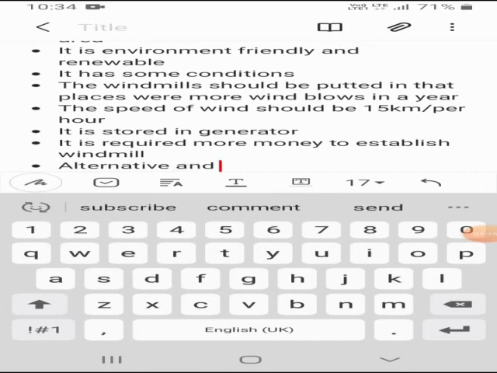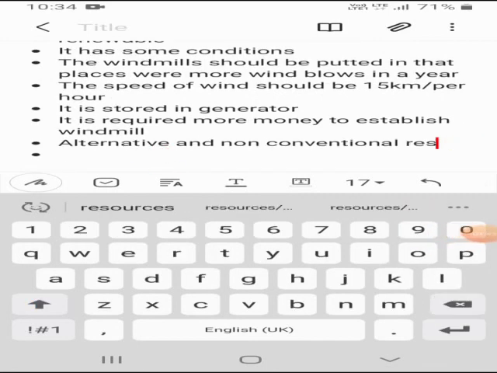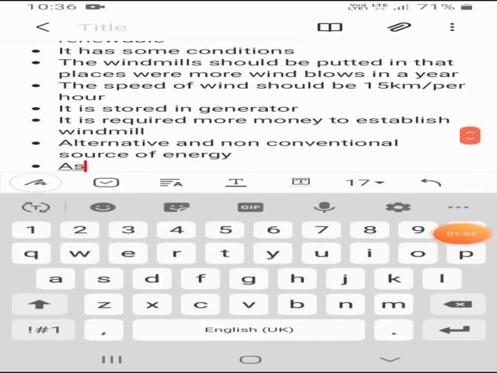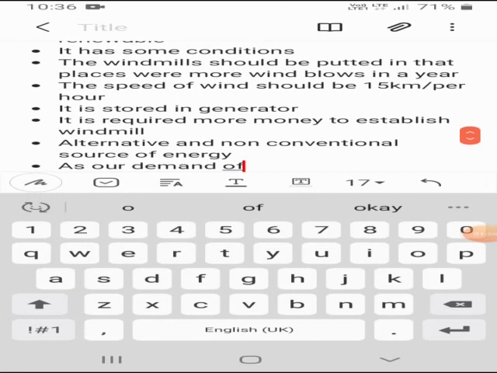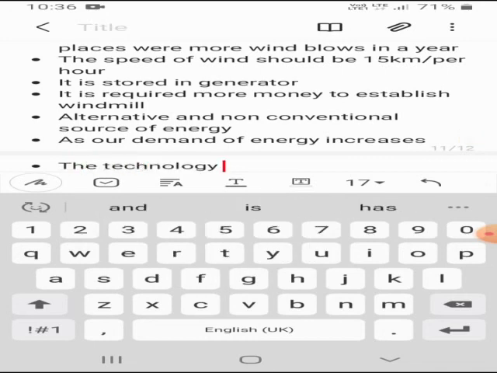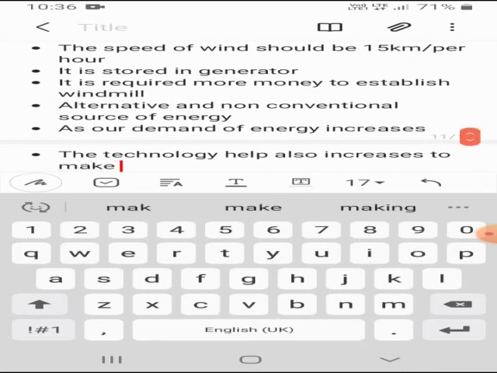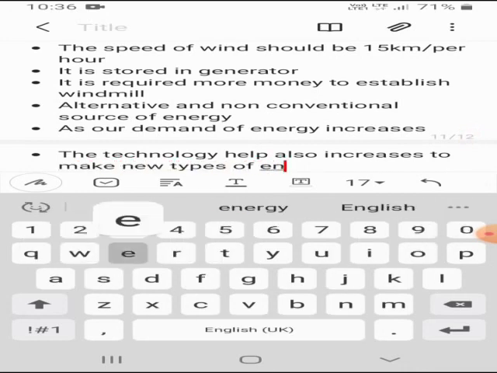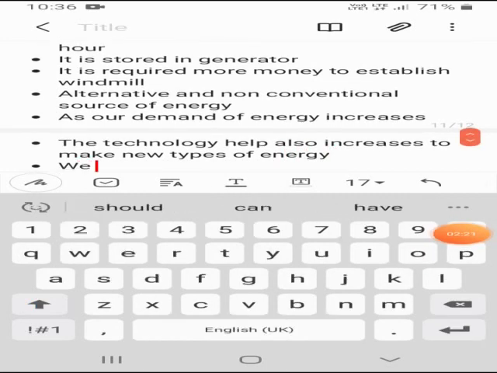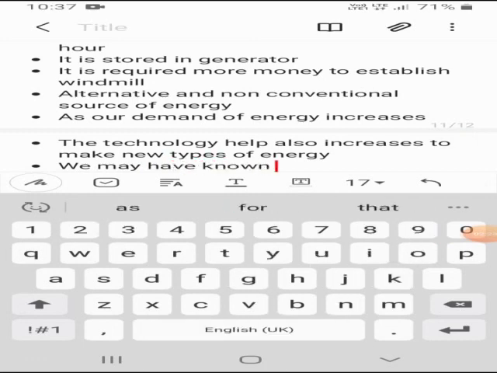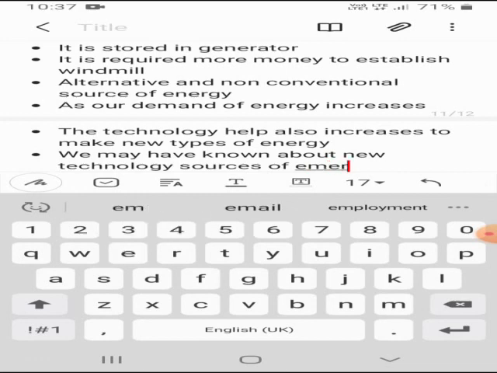Next topic is alternative and non-conventional resources. Conventional sources of energy, and we can say non-conventional sources of energy. So what is this energy? Let's know about that. As our demand for energy increases, the technology help also increases to make new types of energies. By using new technology, we may have new sources of energy.